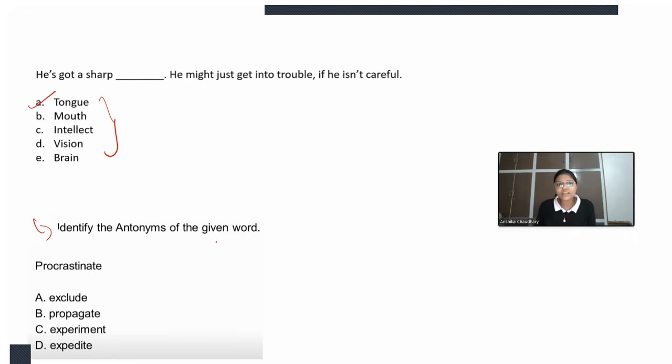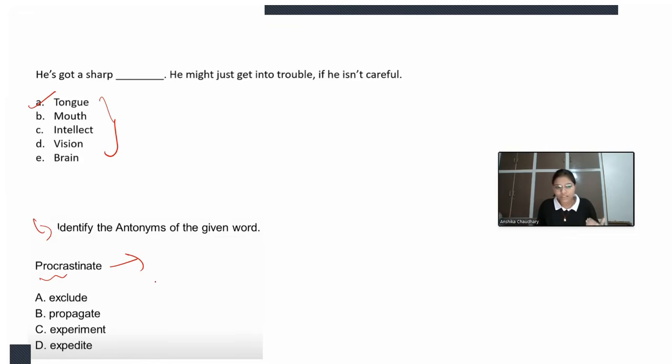Moving next, identify the antonym of the given word. The word is procrastinate. So we used to procrastinate. What is the meaning of procrastinate? We know that we have to do this particular task, but still we are delaying that task. Like, abhi karunga, just wait for 5 minutes. After 5 minutes, I will do it, and we are just delaying the task. We are just postponing that task, right? So that was the meaning of procrastinate.